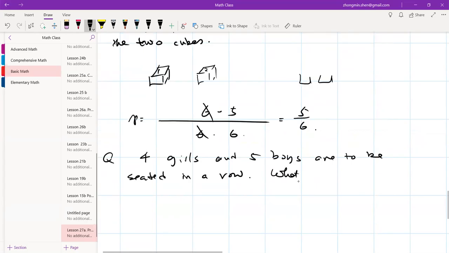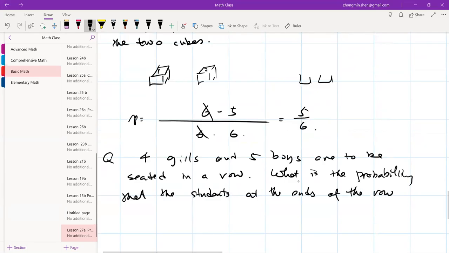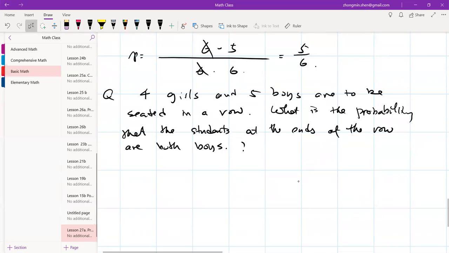You're going to randomly put these nine students in a row. What is the probability that at both ends of the row there are boys? A possible pattern is a boy at each end, right? So look at this: two boys at the two ends of the row.